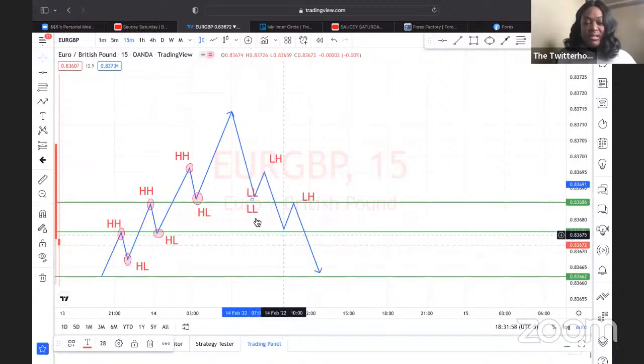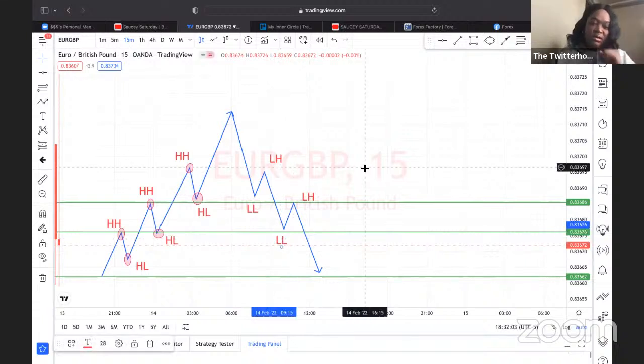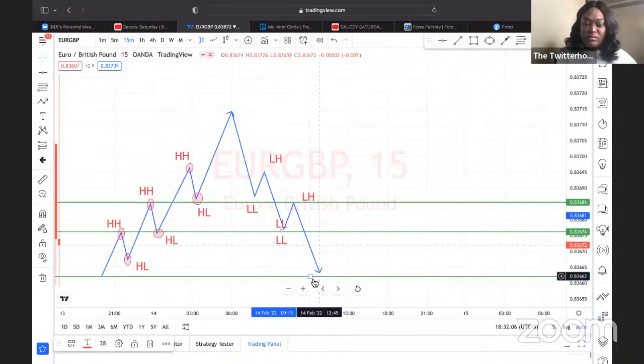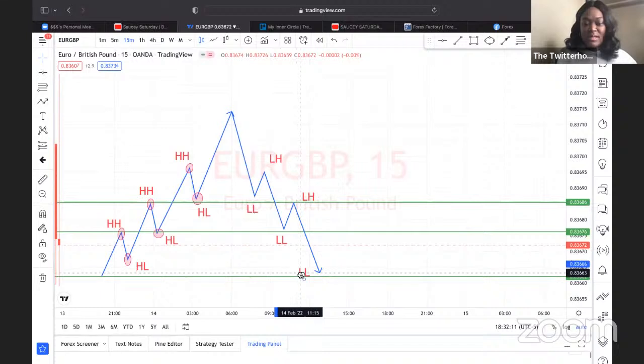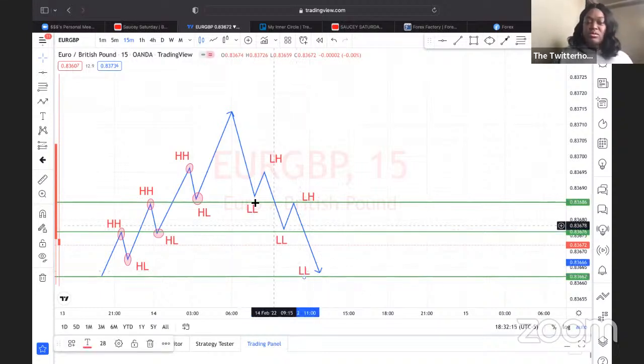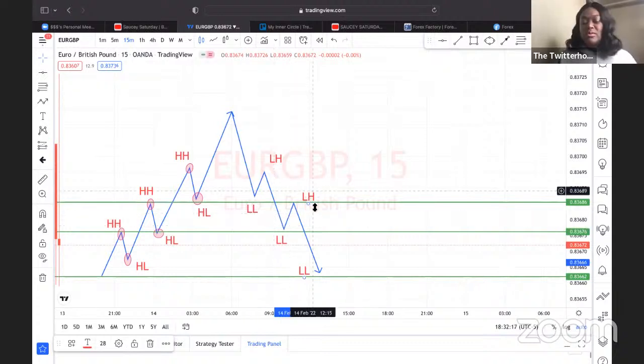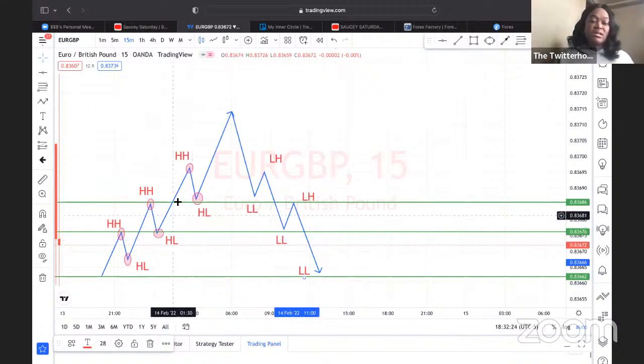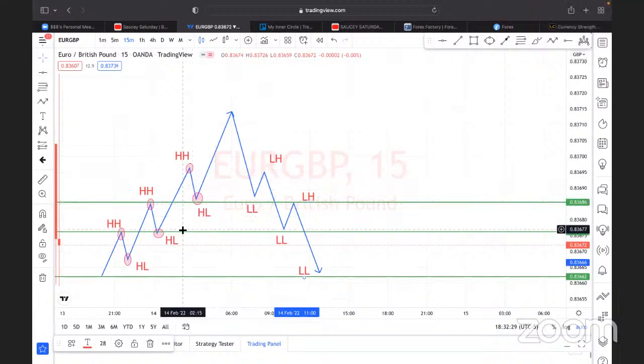We move this up a little bit. Clone that. Drop that down here. Clone that. And drop that down here. Right? Lower high, lower low, lower high, lower low. And if this were to come back up, lower high. And then you see the reversal, head and shoulder, support.